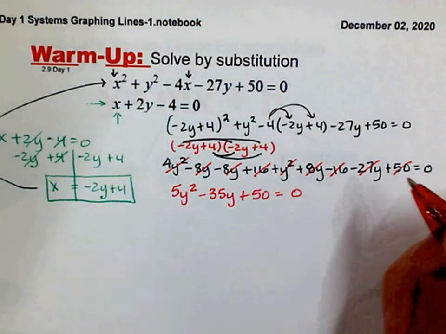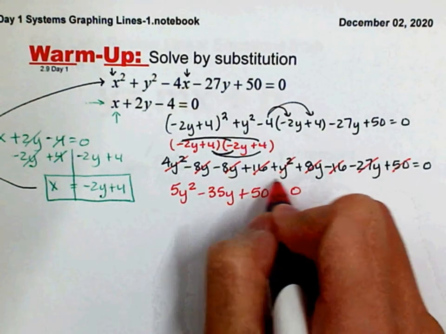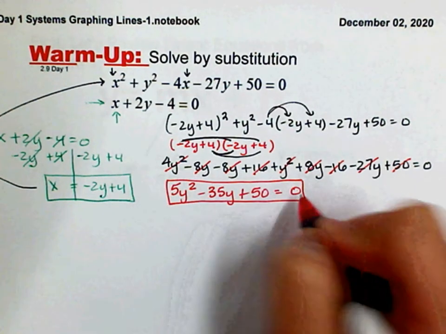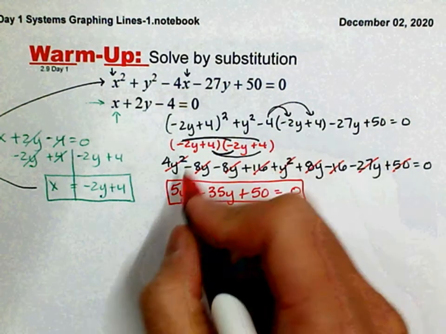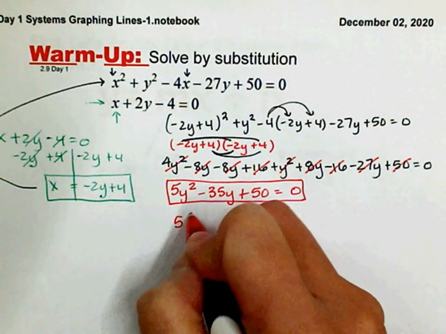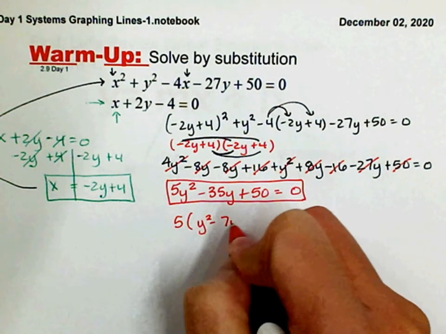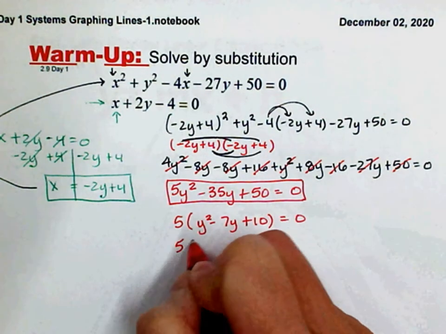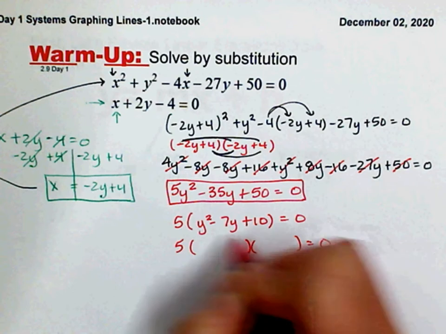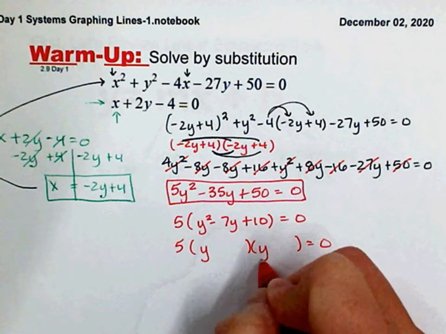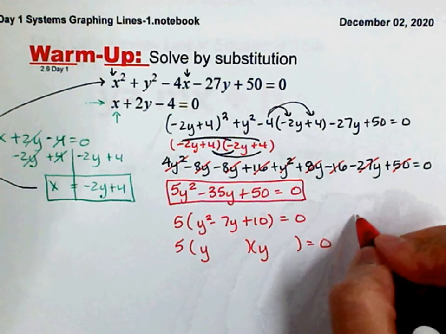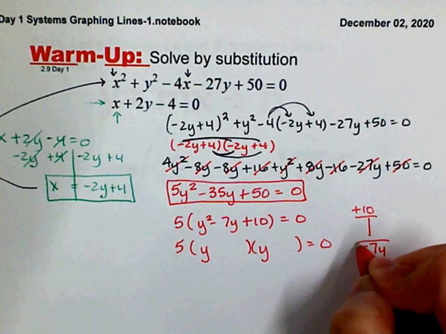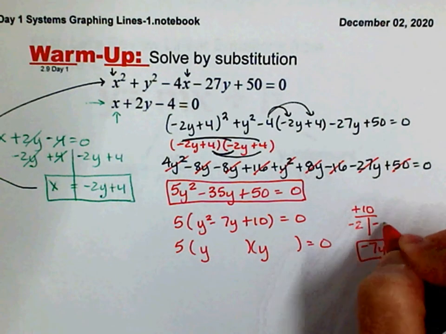All right. At this point, you can actually use your calculator and go to the table. But keep in mind that doesn't work every time. So I'm actually going to factor. Okay. Factor out your 5. So you have y squared minus 7y plus 10 equals 0. Draw two sets of parentheses. Factors of y squared is y and y. What two numbers multiply to give you a positive 10 and add to give you negative 7y? Negative 2 and negative 5.